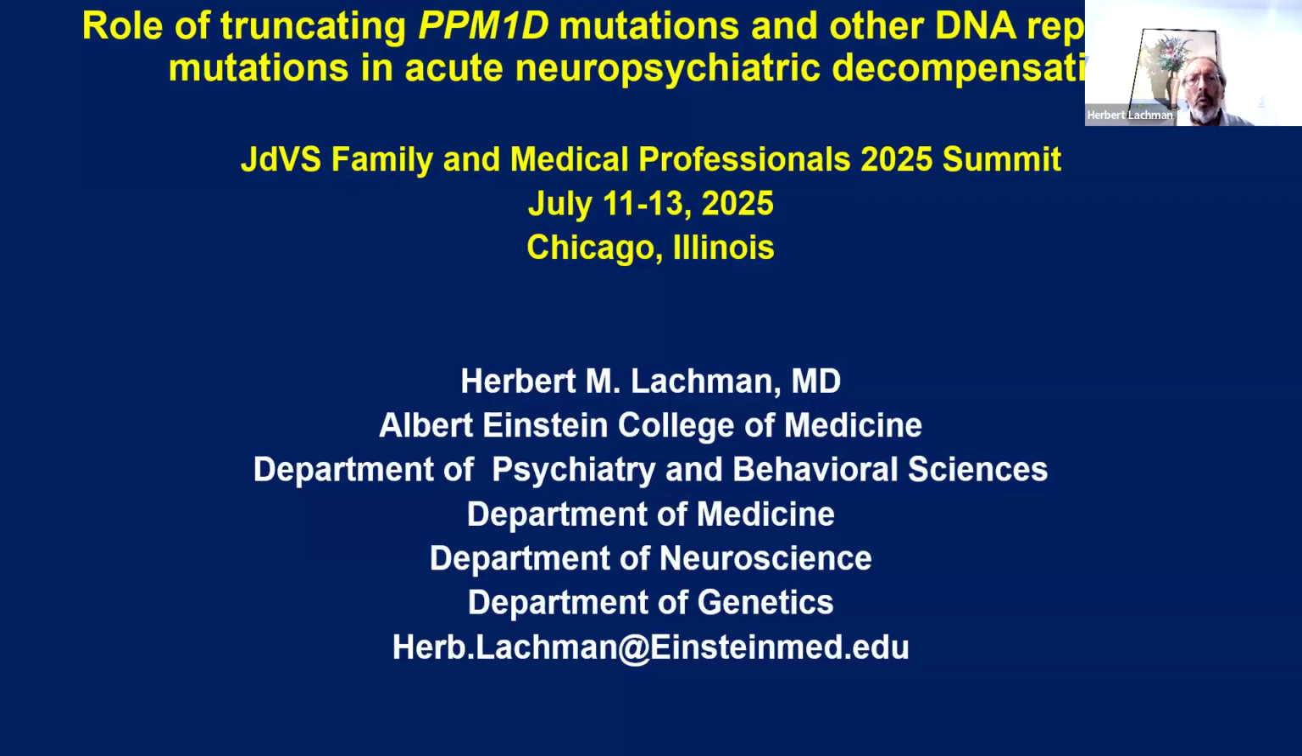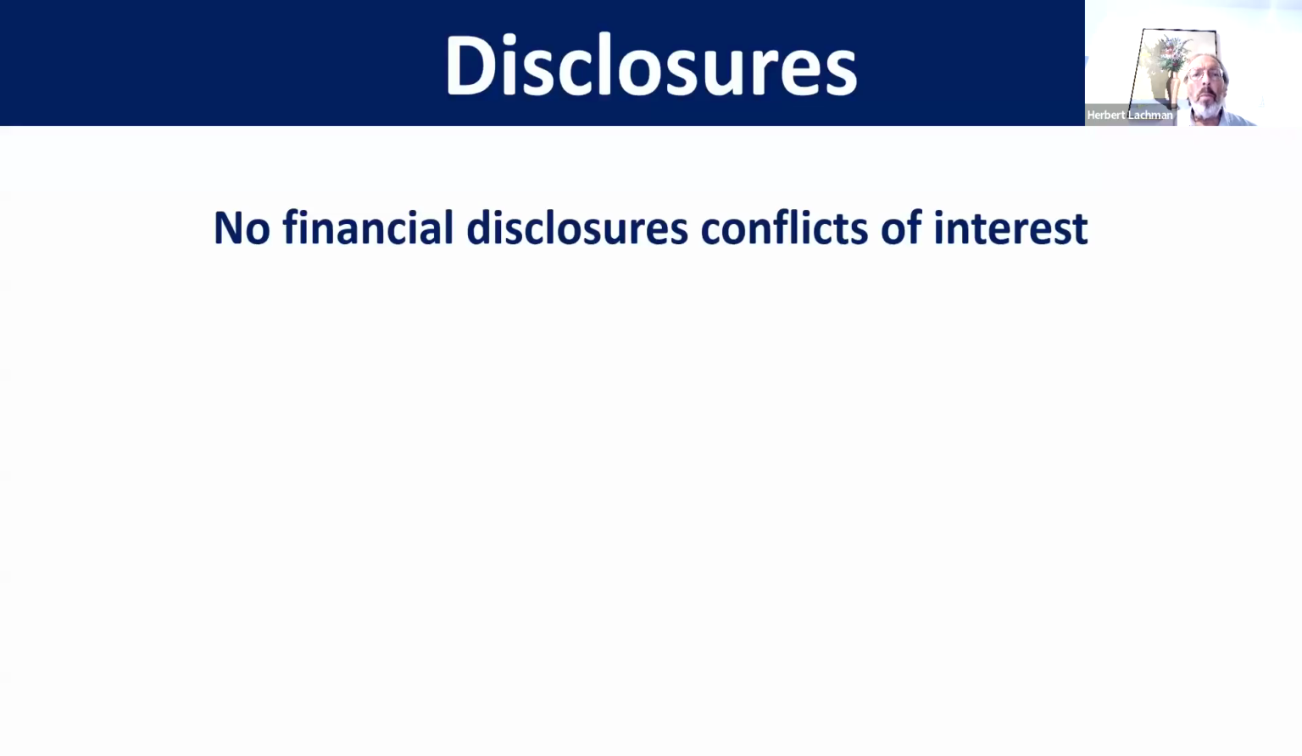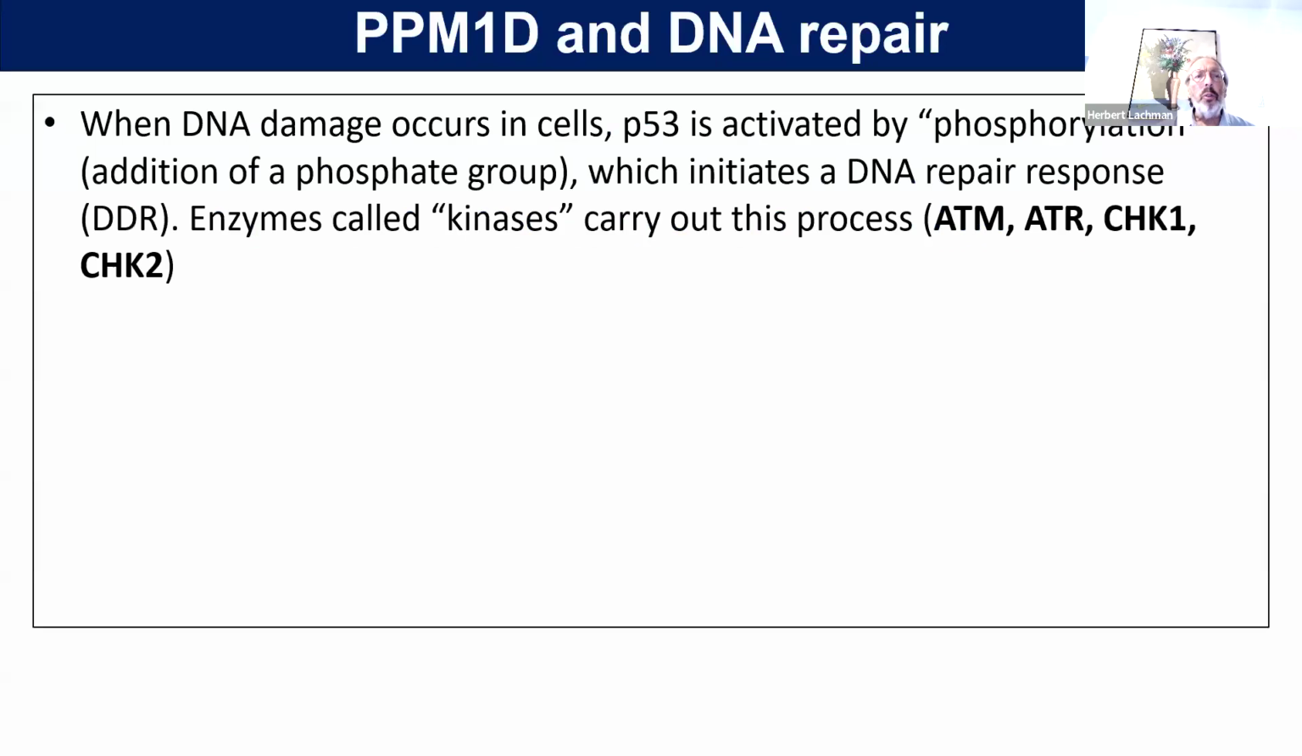Today I'm going to talk about the role of DNA repair gene mutations, including truncating PPM1D mutations, on acute neuropsychiatric decompensation, a situation that occurs in a small minority of kids with Jansen-de Vries syndrome. I have no financial disclosures.